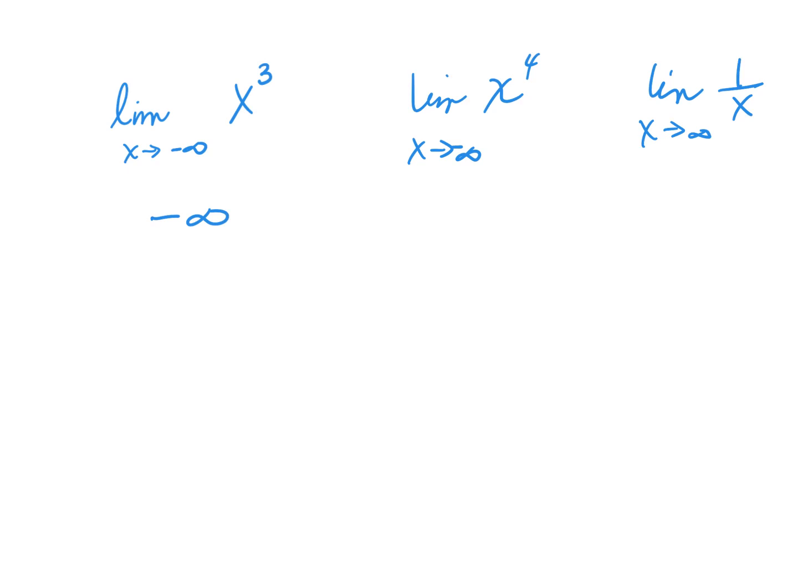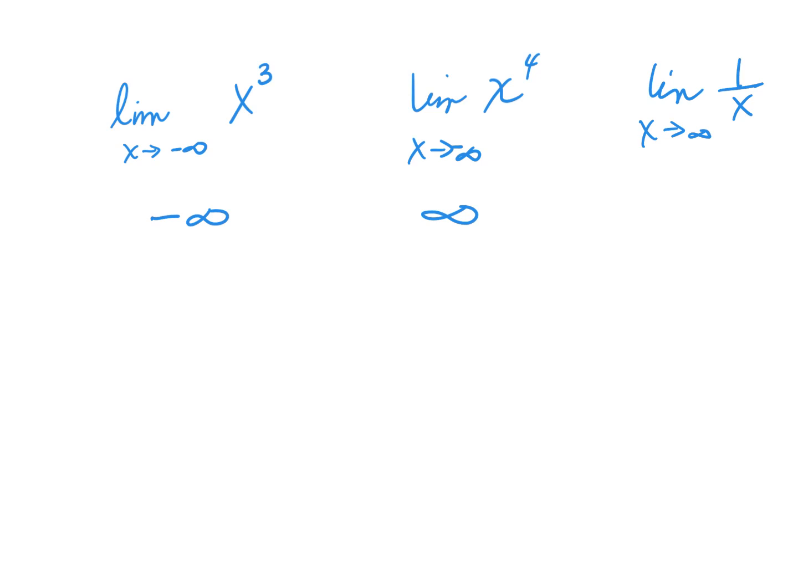Now let's look at the middle one. When I plug negative infinity into x to the 4, what kind of number am I going to get? A positive, because negative times a negative is a positive, negative times a negative is a positive, and positive times a positive is a positive. So this one's going to be positive infinity. Don't forget that.